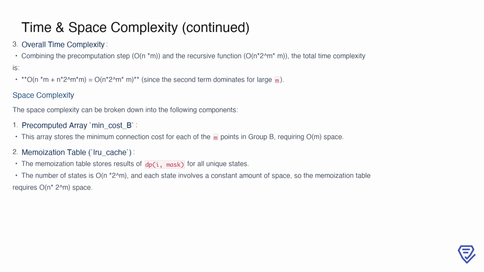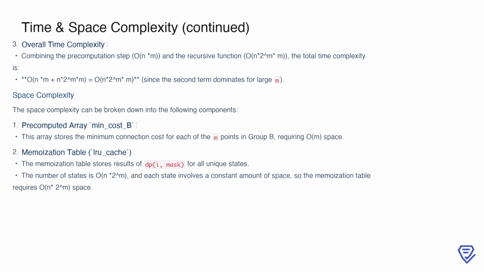Now, combining the pre-computation step and the recursive function, the total time complexity becomes n times m plus n times 2^m times m. Since the second term dominates for larger values of m, the overall time complexity simplifies to n times 2^m times m.